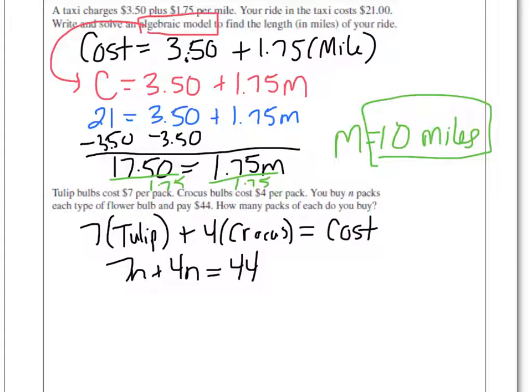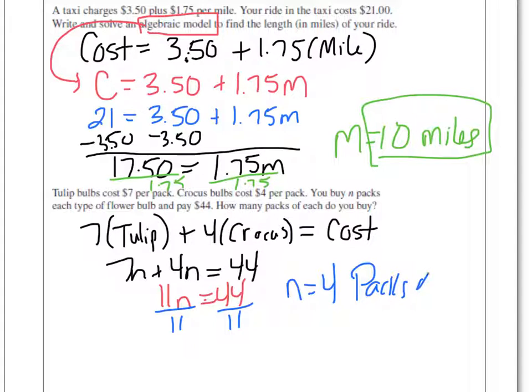To go ahead and solve this, all we have to do is add together our like terms on this side. Now be careful when you add these together. Notice they're on the same side of the equal sign. You don't have to add or subtract or do the opposite. You just crunch these together. So 7n plus 4n is 11n equals 44. To get n by itself, 11 times n, you're going to divide. And when you do that, n equals 4. So again, answer the question. It's going to be 4 packs of each. And circle our answer.